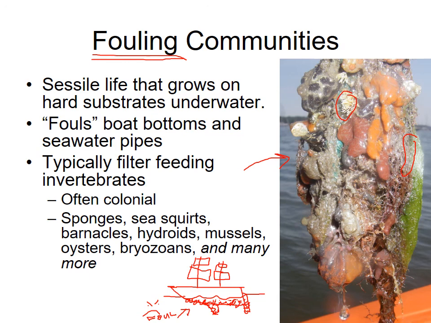So they're adding secondary structure to the environment, and they're doing lots of cool things, and there's a lot of diversity and interesting competitive interactions going on there. And so even though they have this bad name, fouling communities, they're actually really scientifically pretty interesting.